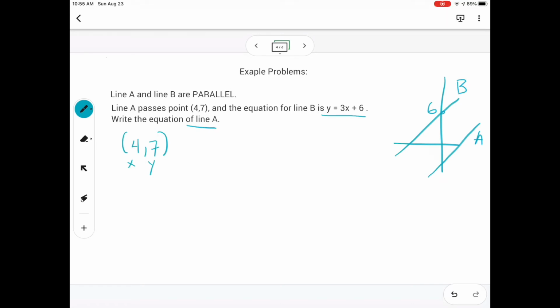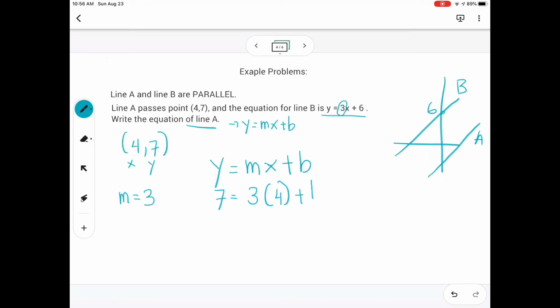That's the question. So we need to find y = mx + b for line A. What do we know? We know the slope will be the same, so the m for line A will also be 3. That's the slope, right? So let's just find the b for line A. How? We're going to substitute everything we know into this form. The y will be 7, the m will be 3, the x will be 4, plus b, which we don't know.